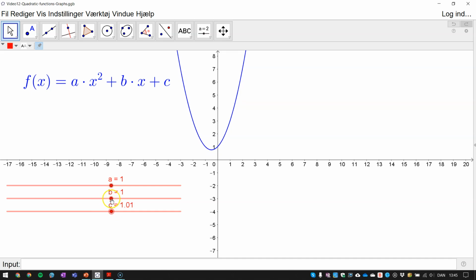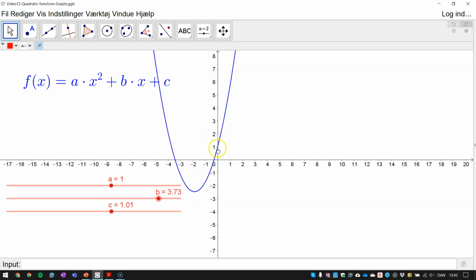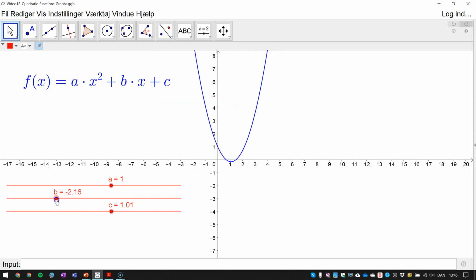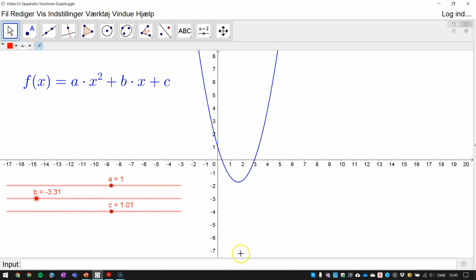Now the final thing, B here. If I look at the y-intercept, then I can see B is going to tell me the slope of the graph just here. So it's going to tell me whether the graph is increasing or decreasing at that point. So at the point where it hits the y-axis, B tells me whether the graph is going upwards or downwards. So for instance, if B is a positive number, then when I cross the y-axis, the graph is going upwards. If B is a negative number, then when I cross the y-axis, the graph is going downwards.